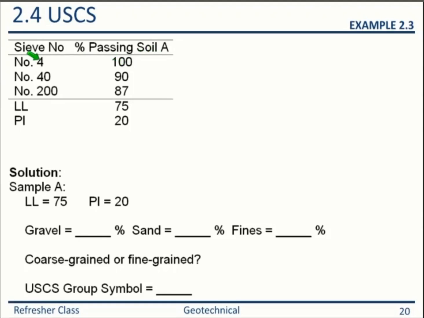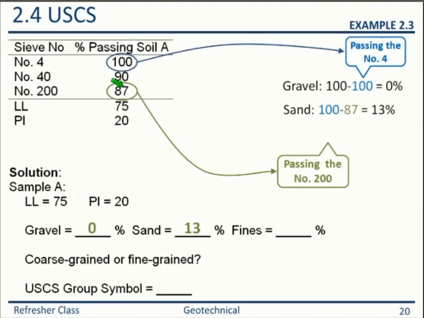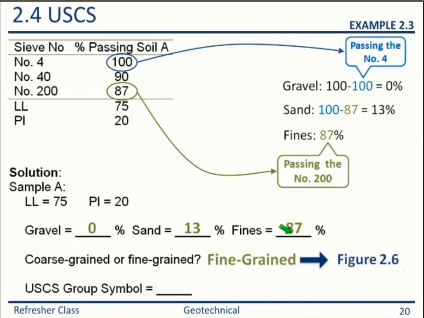What is the percentage of sand here for soil sample A? Right? Because from number 4, 100% is passing. From number 200, 87% is passing. Therefore, gravel is 0, sand is 100 minus 87, 13%. And fines is 87. See? So this is more than 50%. So your soil is a fine grained soil. So your first letter and second letter should be M or C, L or H. So in order to know that, let's plot these values in figure 2.6, which is the Casagrande plasticity chart here.